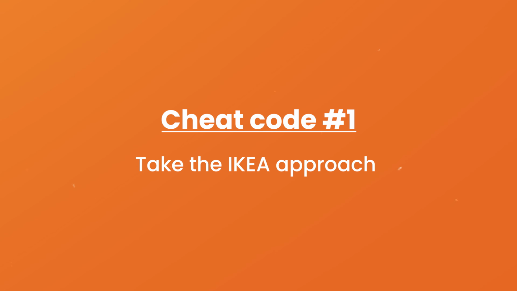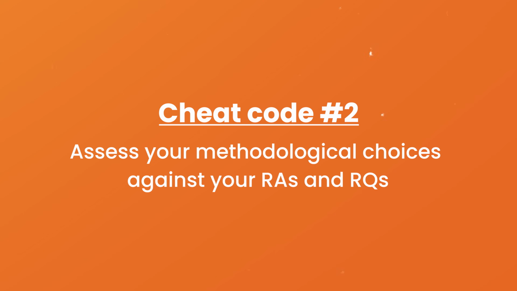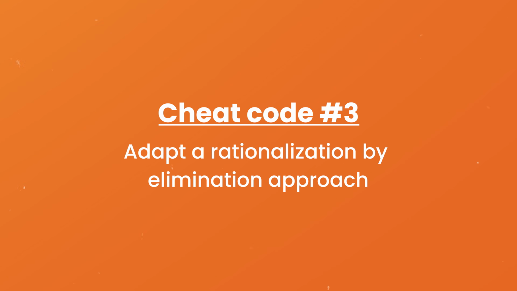All right, so let's wrap this up with a quick recap. So the 4 cheat codes for writing up your methodology, and I guess just defining your methodology more broadly, are number 1, to take the IKEA approach and to treat your methodology chapter like an instruction manual. Number 2, to assess your methodological choices, so all of the little decisions that you've made, against your research aims and your research questions. Number 3, to adopt a rationalization by elimination approach.